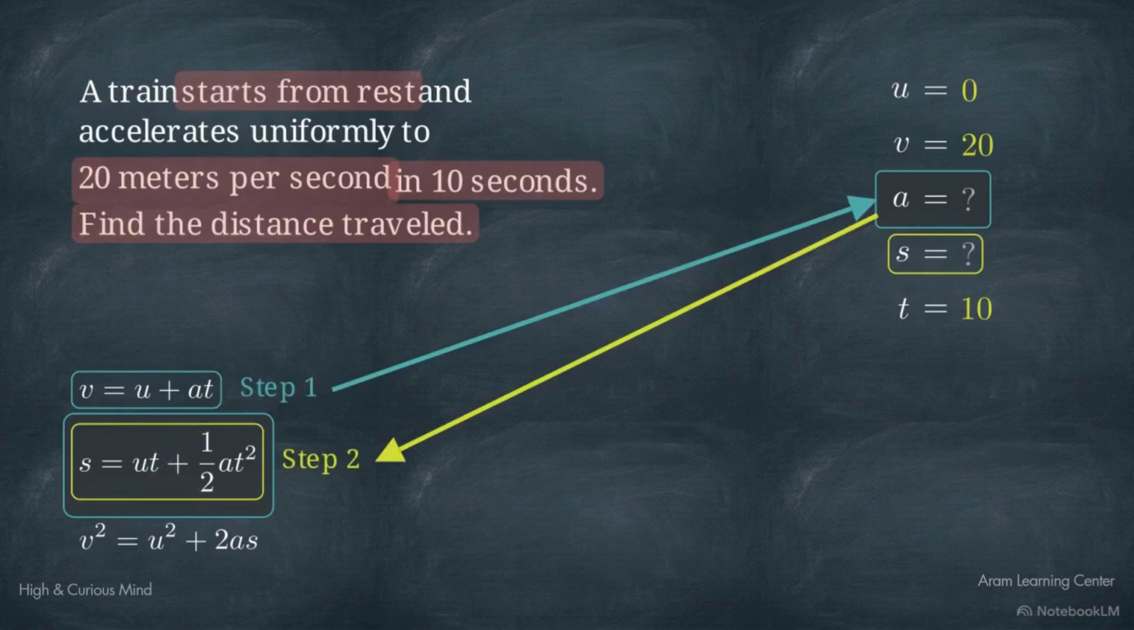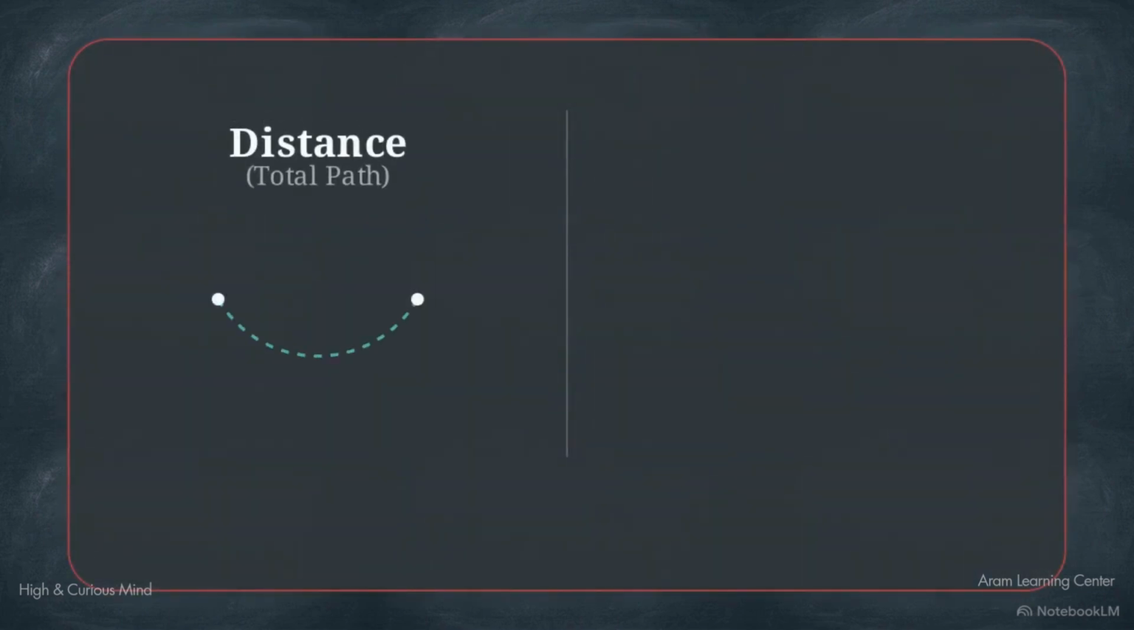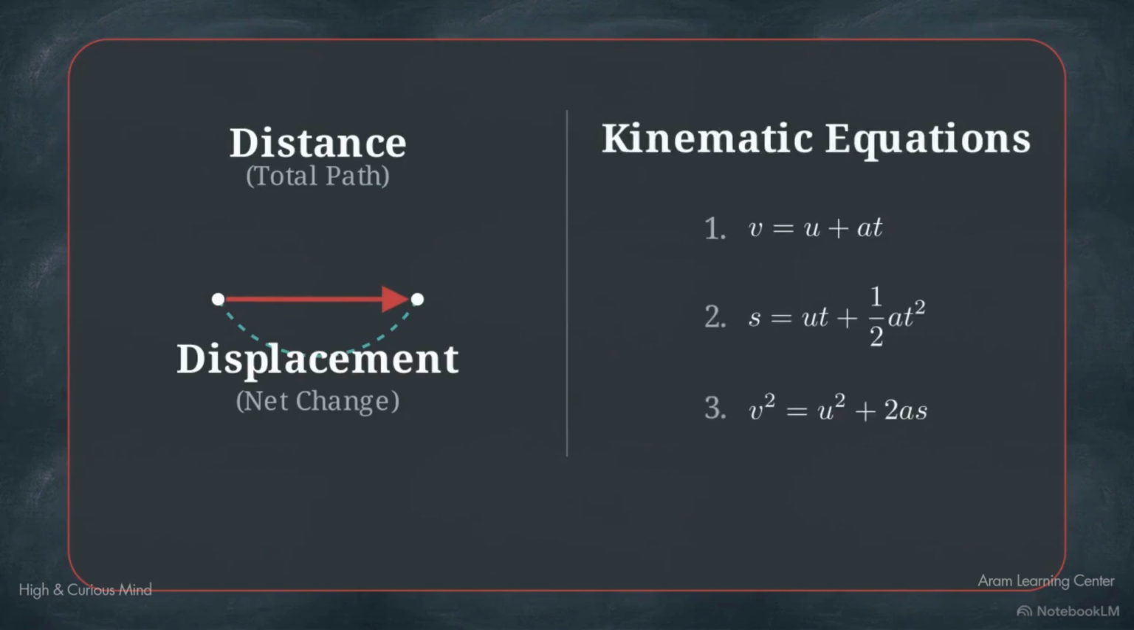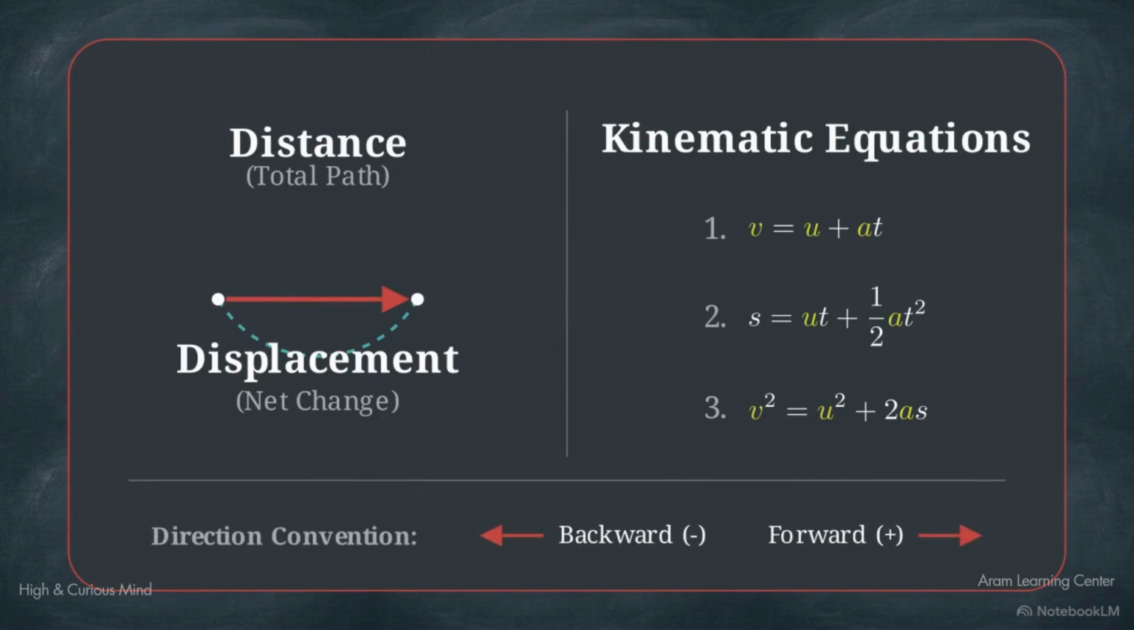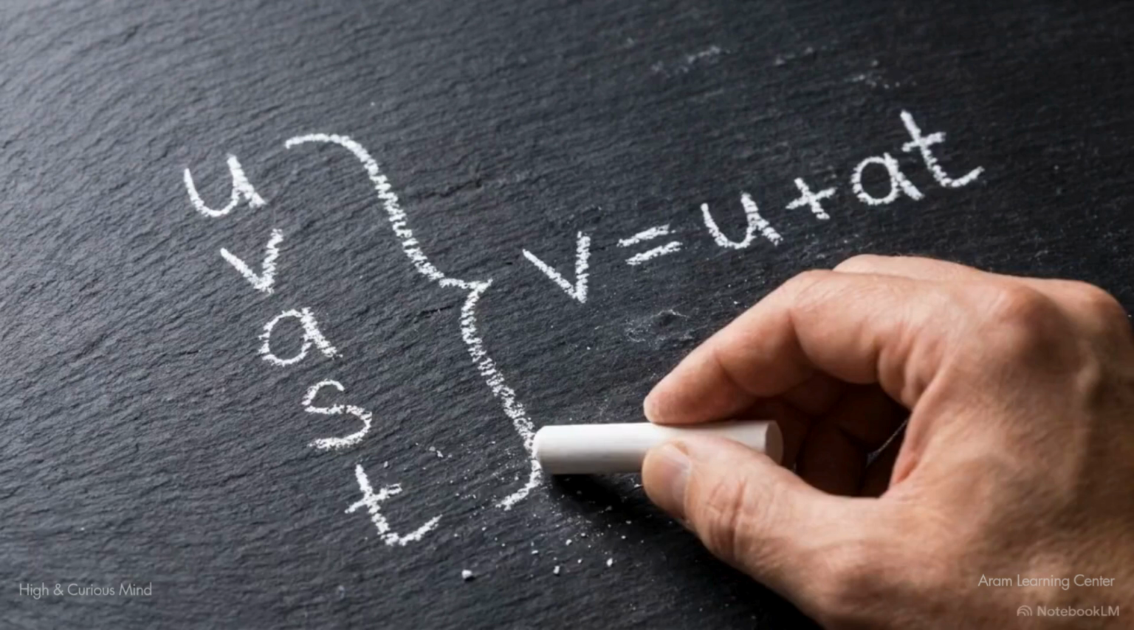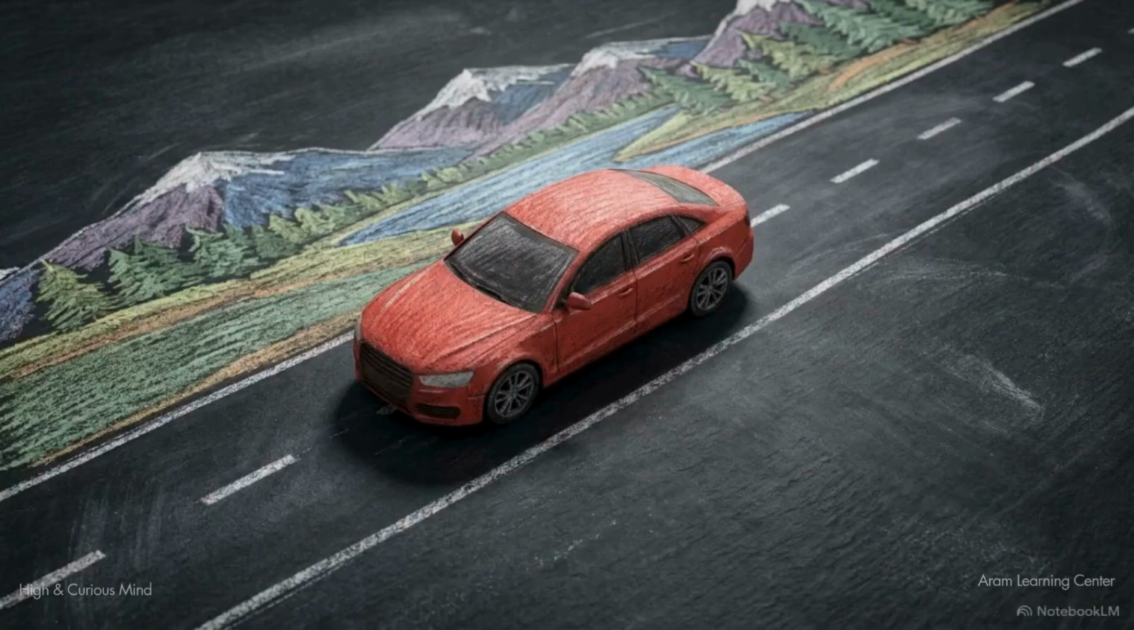find the total distance. To summarize, distance tracks the path, displacement tracks the net change, and these 3 equations connect them to velocity and acceleration. Always account for direction by assigning positive or negative values to your variables. By identifying your known variables and selecting the equation that connects them, the motion of any object moving in a straight line becomes predictable and mathematically clear.